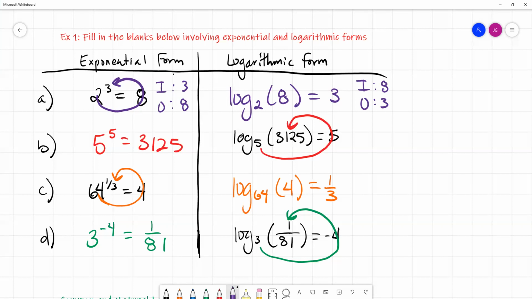And the base of the exponential is the base of the logarithm. Yes, I'm going to repeat it two more times. The base of the exponential is the base of the logarithm. Last one, the base of the exponential is the base of the logarithm. Okay?